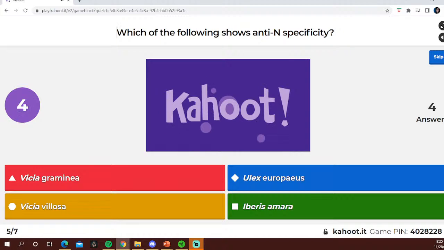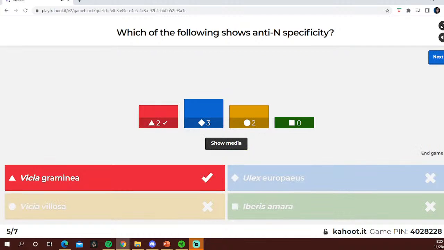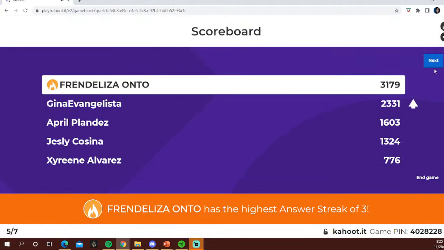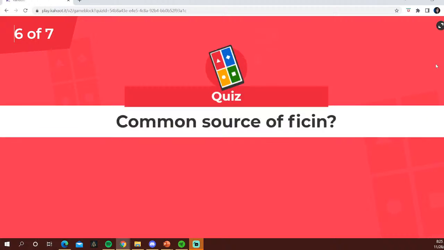All right. Vicia graminea is the correct answer. All right, let's move on. Okay. So Friendeliza Onto is on fire. Okay, so second to last question.